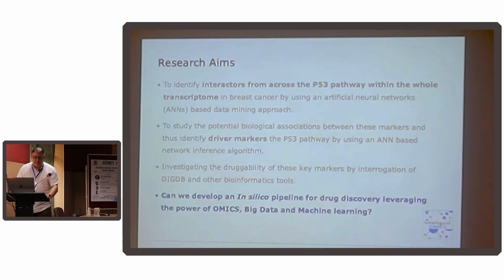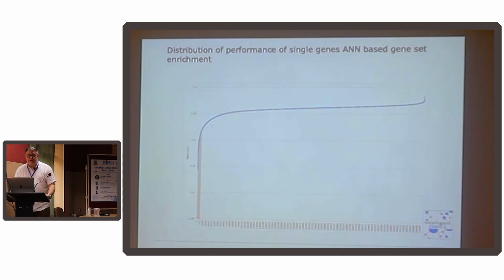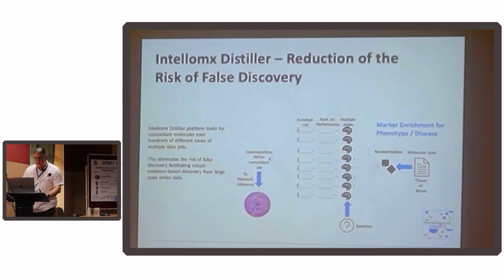So the question here ultimately is, can we develop an in silico pipeline for drug discovery that leverages the power of omics data, big data, and machine learning? In other words, can we digitize drug discovery? Again, this relies heavily on this distribution curve, which helps us with false discovery issues, and we can use this method to enrich by concordance and stability.